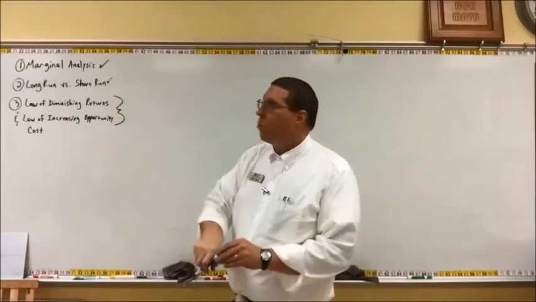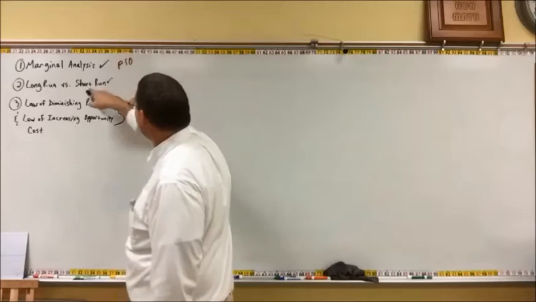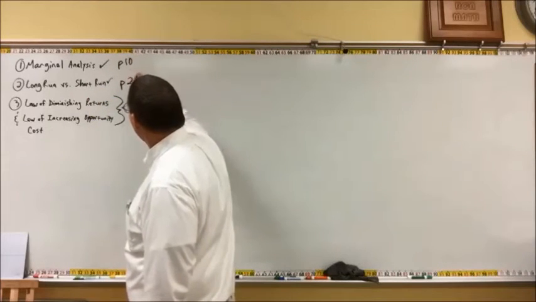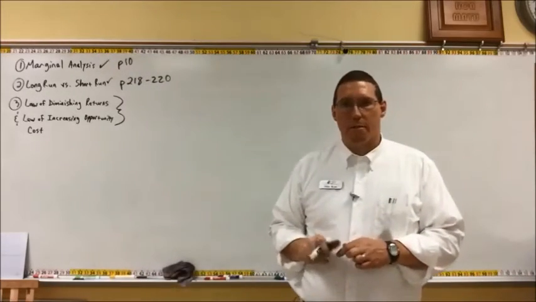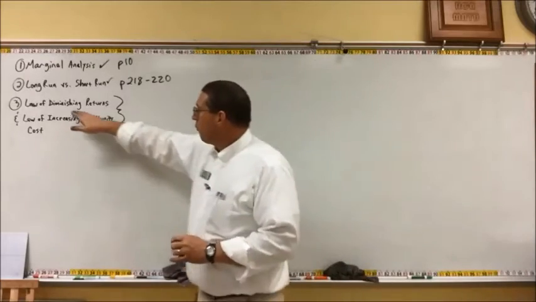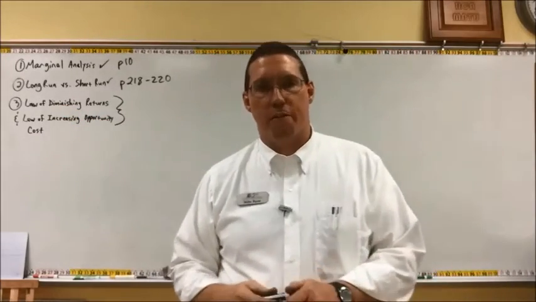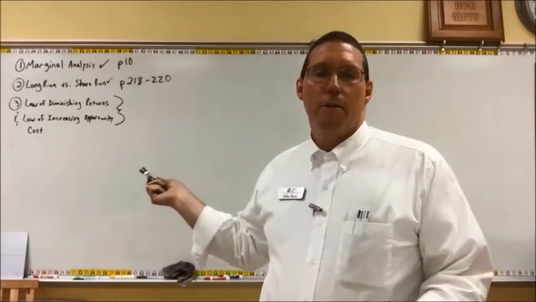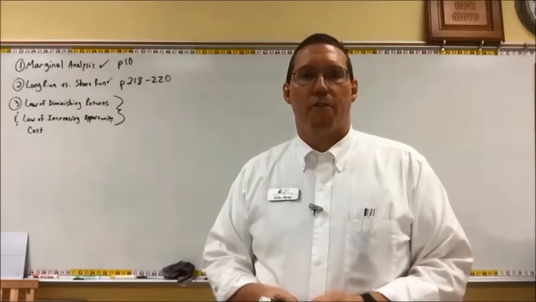The readings that you were assigned, I think you were assigned page 10 for this, and for long run versus short run, you were assigned pages 218 to 220, and that's all the reading that I have for you for this lesson. But for law of diminishing returns and law of increasing opportunity costs, there's no textbook reading for that. Everything you need to know about that for now is going to come out of the rest of the video that you're about to watch, and I'm going to do that from my computer.